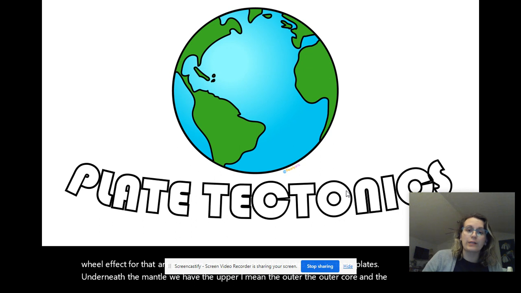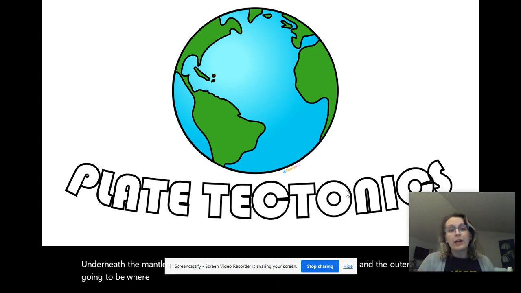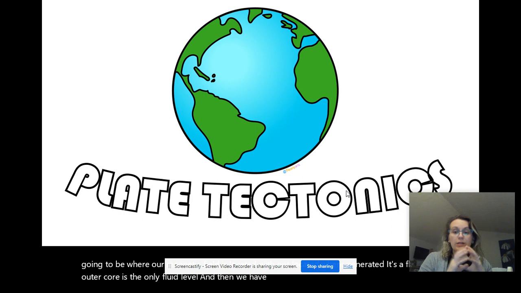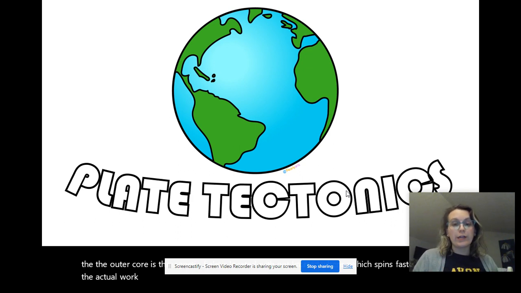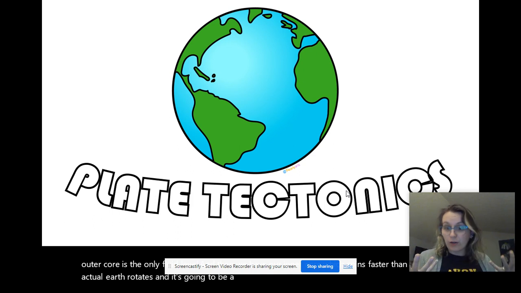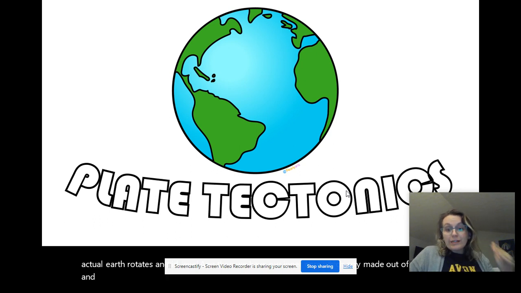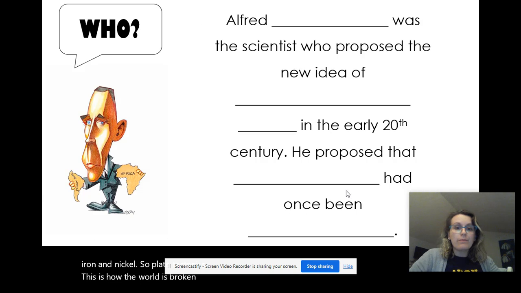Underneath the mantle, we have the outer core, and the outer core is where our magnetic field is generated. It's a fluid. The outer core is the only fluid layer, and then we have our inner core, which spins faster than the actual Earth rotates, and it's a solid ball of metal, which is mostly made out of iron and nickel. So anyway, plate tectonics. This is how the world is broken up.